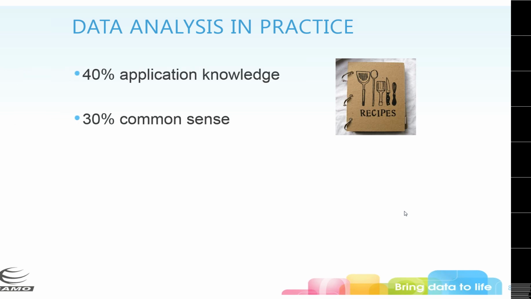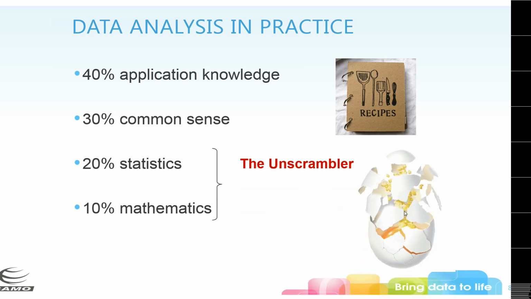Now, when we go into data analysis in practice, we need to keep in mind that a significant portion of your data analysis comes from you. You are the expert on your particular application. So we say about 70 or 75% of the data analysis comes from your application knowledge and your common sense about your data. You know your data and your process more than any program might. So the rest is statistics and mathematics. And what The Unscrambler does is give you a tool to easily apply your statistics and mathematics so you can focus on the rest of the analysis.